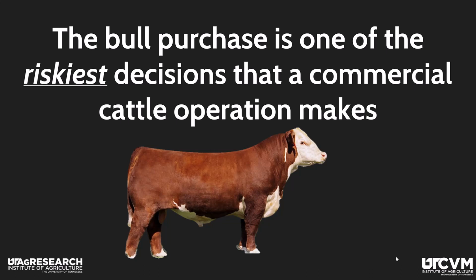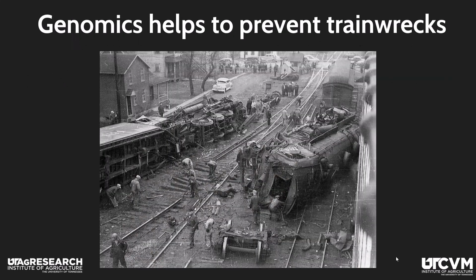So again, we need to take as much of the risk out of this as possible, give them the tool that is the most predictive of how that animal is going to perform from passing, again, that genetics down to the offspring in their herd. And so genomics do a couple things, right? They help us reduce the number of train wrecks that occur.